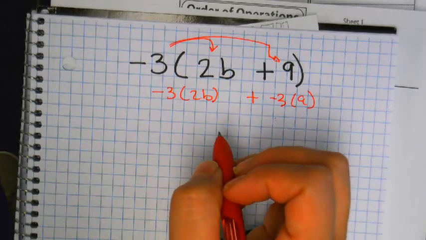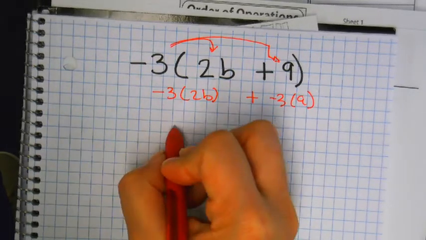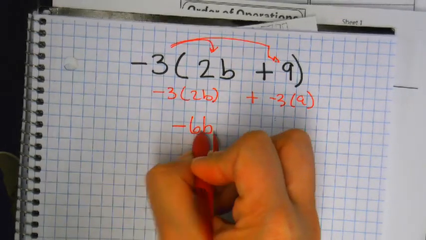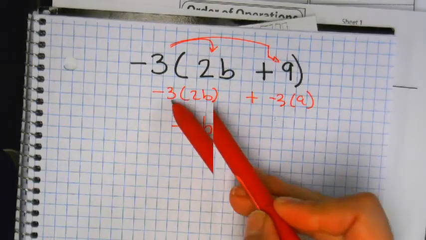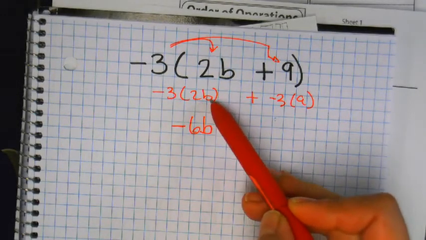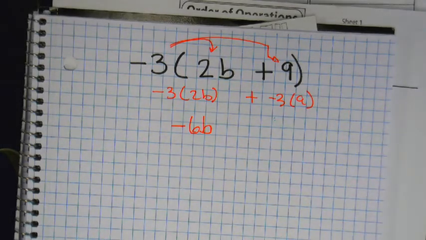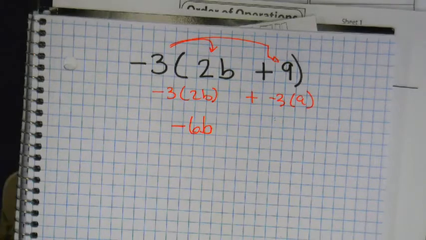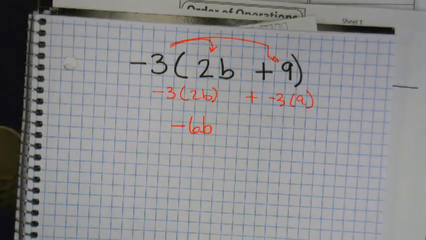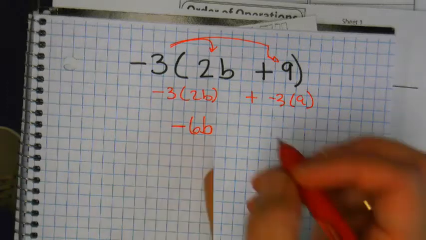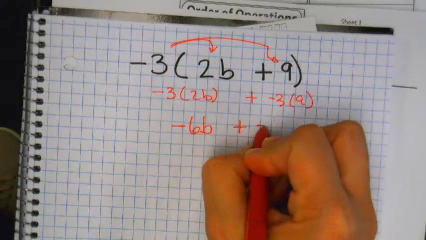Negative 6b. But Miss O'Malley, I thought you can't put these two together because it has a number and a variable. Well, you can multiply them. Even if one number doesn't have a variable and the other number has a variable, you can multiply. The only thing you can't do is add or subtract them. You can multiply and divide, but you can't add and subtract. Plus negative 27.